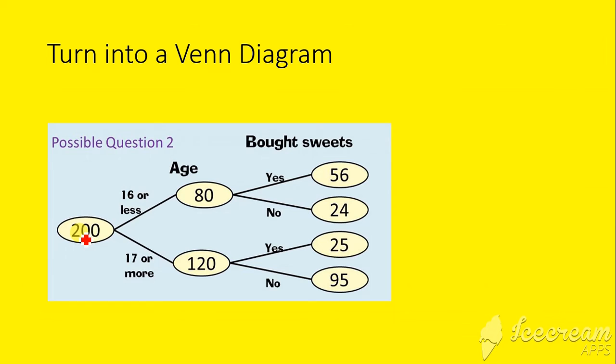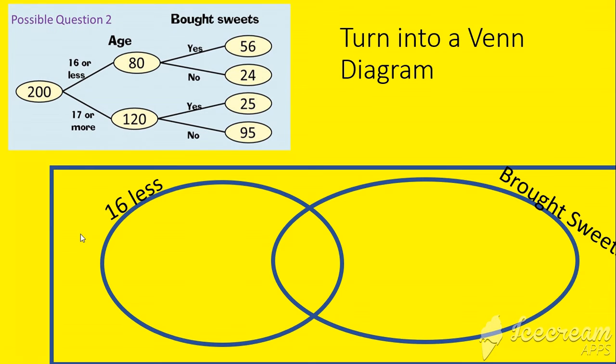Turn this into a Venn diagram to help you out. I've got my 2 categories: 16 or less, yeah, or the other category, I've got bought sweets. Of course, you do have a bit of flexibility, and all it means is your numbers will be moved around. What you really want to focus on is this last column here. So let's work our way through them.